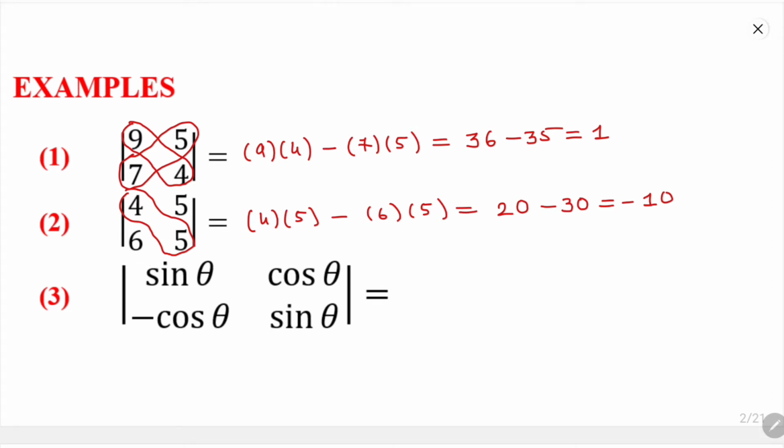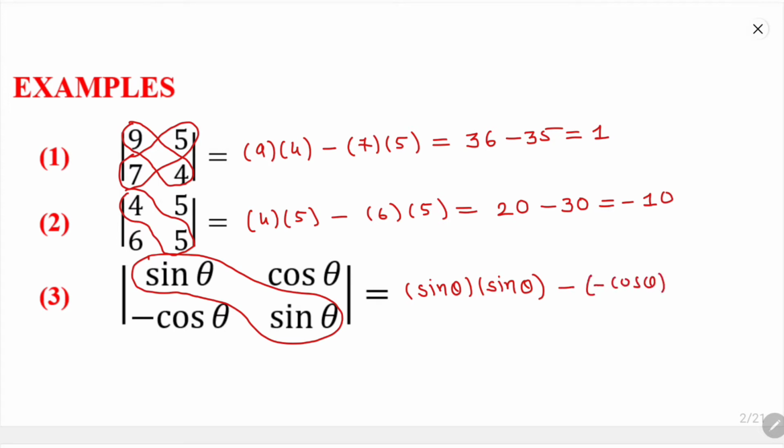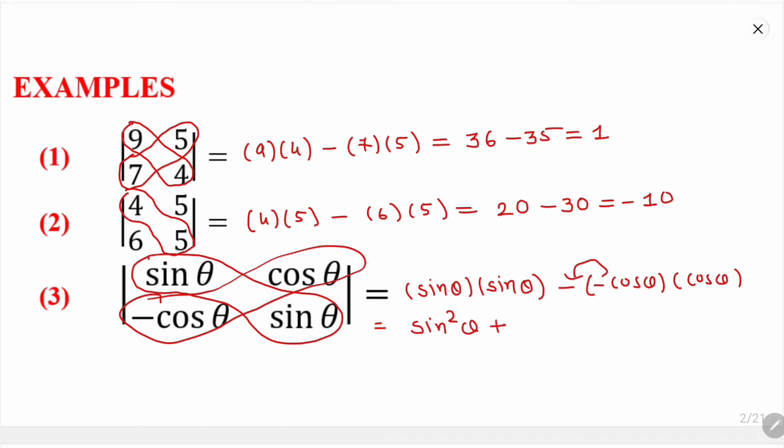Okay, this is a trigonometric function, right? Multiplication of these two, sine theta into sine theta, minus cos theta into cos theta, multiplication of these two, right? So sine square theta minus minus cos square theta, but minus into this minus is plus cos square theta. Yes, we know that sine square theta plus cos square theta is nothing but 1. So the value of this determinant is also 1.